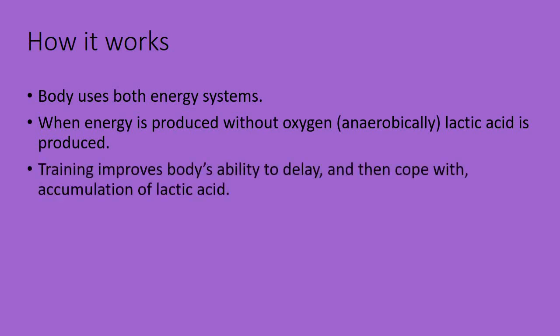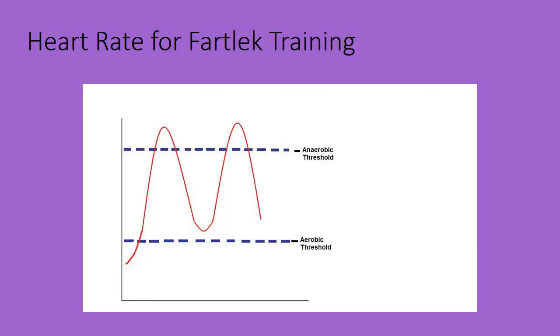Training in this zone improves the body's ability to delay and then cope with the accumulation of this lactic acid. And there's a typical heart rate for someone that's taking part in a Fartlek training zone. So you can see their heart rate's going up and down and moving between both the aerobic training zone and the anaerobic training zone. And the reason it's doing that is because we're changing speed and we're changing intensity and how hard we're working. Whereas with continuous training, we're working at the same level within the aerobic training zone. With our Fartlek training, we're changing the intensity.